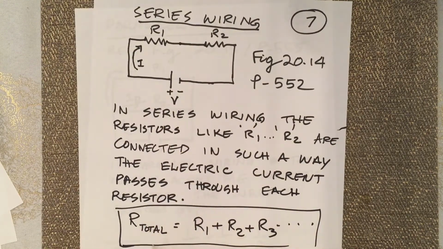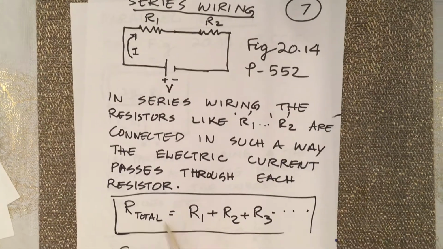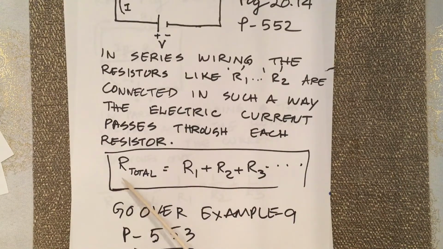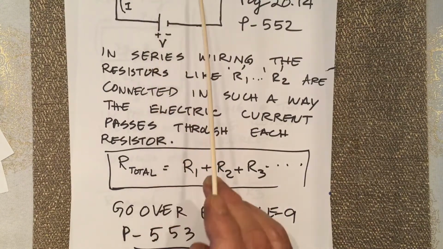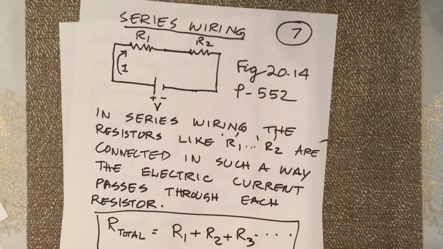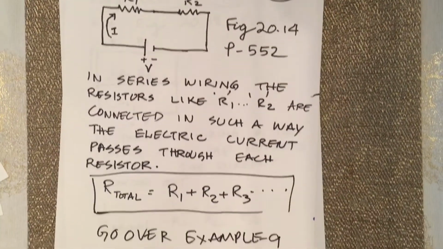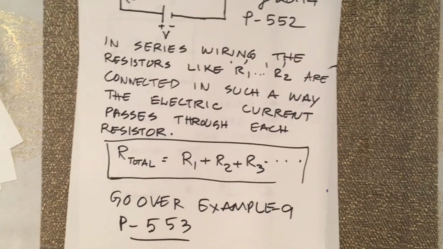So we'll add R1, R2, R3, R4, and so on and so forth. All the ohms put together will give you the total resistance in the circuit. We have only two here, R1 and R2. You can add them up to find out the total. Go over the example 9 on page 553.